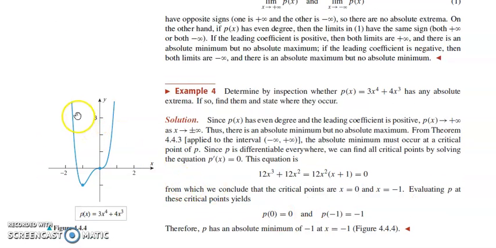So if you look at the function 3x raised to 4 plus 4x cubed, this is the shape of the graph. On both sides the limits go to infinity. And the curve is of this form, and you can see that there is a minimum value at the point minus 1. So only the absolute minimum exists, and it exists at the point minus 1.